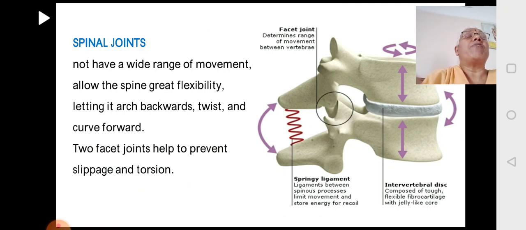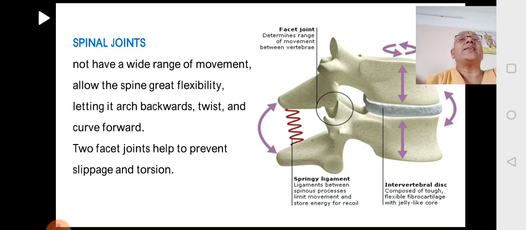Between the two vertebrae, here in this picture on the right side, you can see the cushion-like structure, which is the intervertebral disc, which is made up of tough fibrocartilage. This will act like a cushion and helps in absorbing any kind of pressure or injury while movement. If there is some kind of pressure, that will be absorbed by the intervertebral disc.